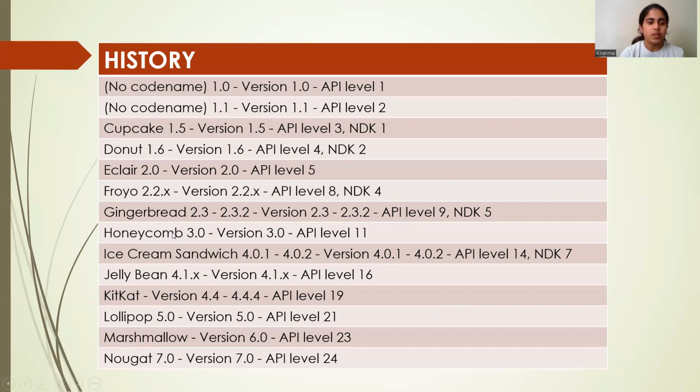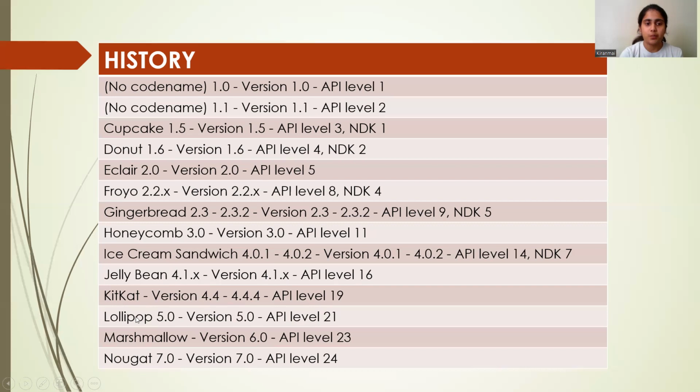Honeycomb is the codename for Android 3.0, and the API level is 11. The codename Ice Cream Sandwich is for Android 4.0.1, and the API level is 14. Jelly Bean is the codename for Android 4.1, and the API level is 16. KitKat is the codename for Android 4.4, and the API level is 19.